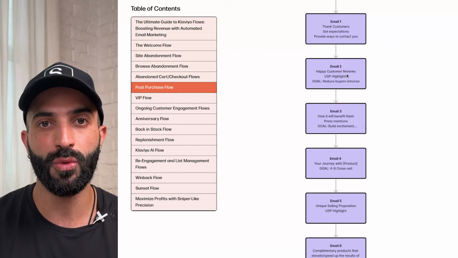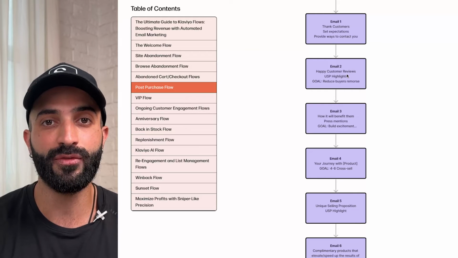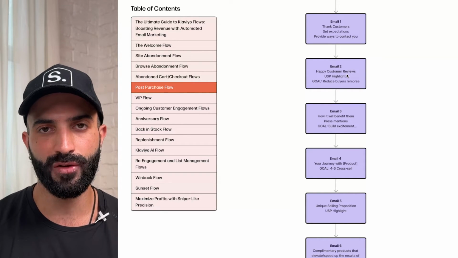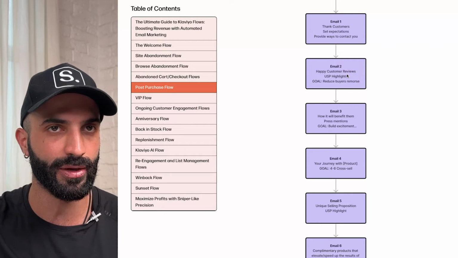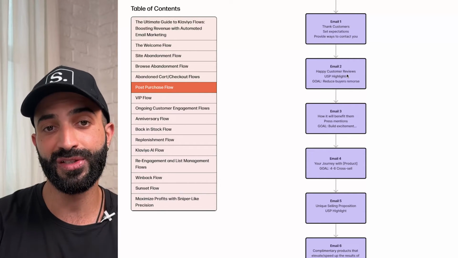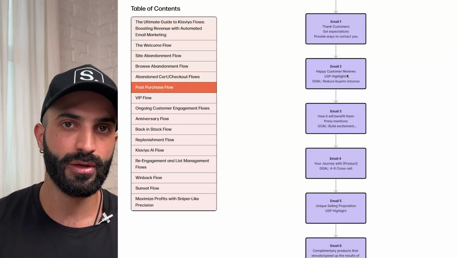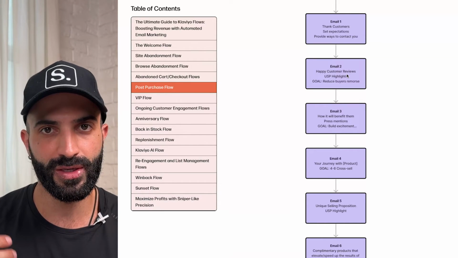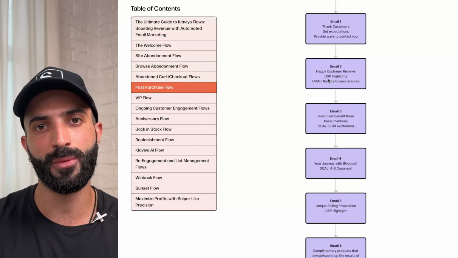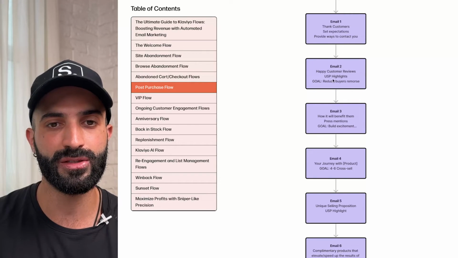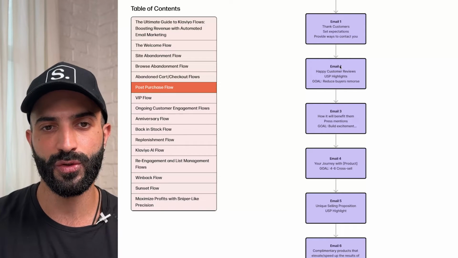Email 2 is happy customer reviews about the results. Now it's time to show how the product can really give them results, how long it takes. You want to focus on reviews, but not the same reviews as, let's say, the welcome series or abandoned checkout that talk about, let's say, trust. Here it's actually result-focused reviews and testimonials. You want to focus again on your USP, your unique selling proposition, your secret sauce. What makes the product unique? So that's email number 2.